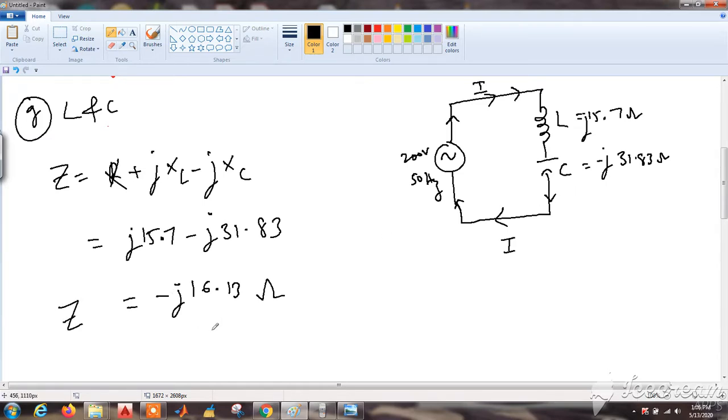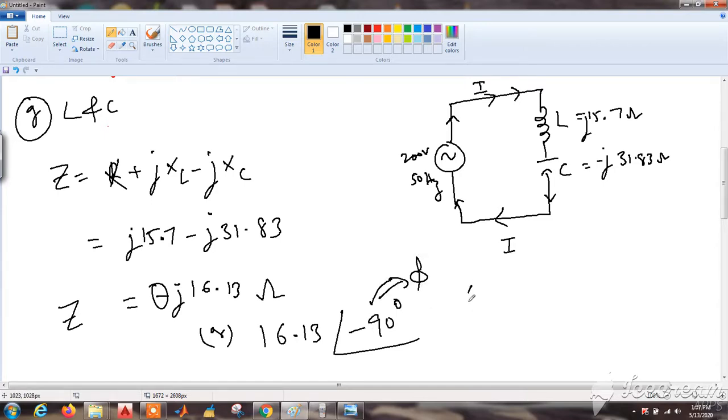In phasor form we can write 16.13 at an angle of minus 90 degrees. Minus because there is a minus here. This is our power factor angle phi, and cos phi is 0. In turn the power is 0 because no resistive element is present. VI cos phi, as cos phi is 0, the whole thing will be 0, or I squared R, as resistance is not there, it will be 0 watts. So the power factor is 0 and the power is also 0 here.